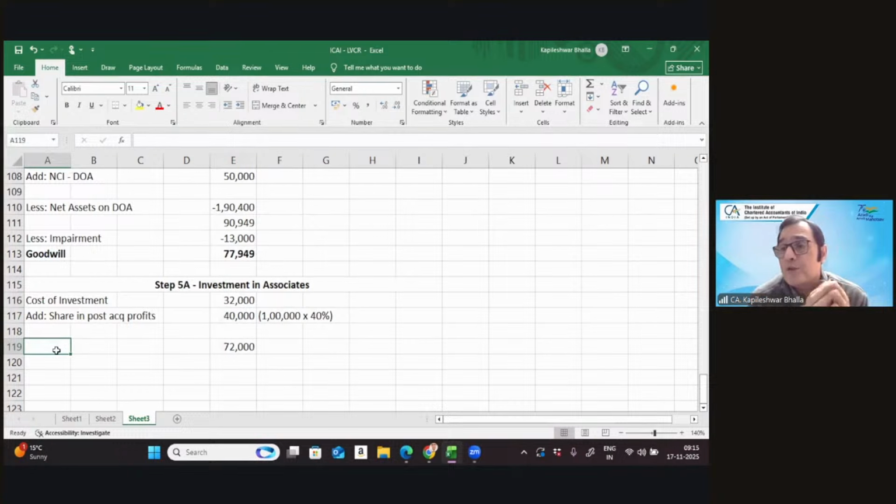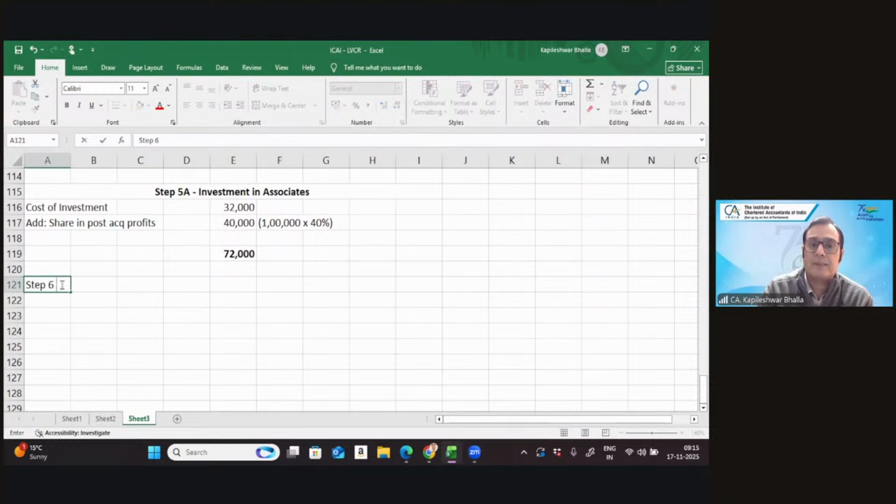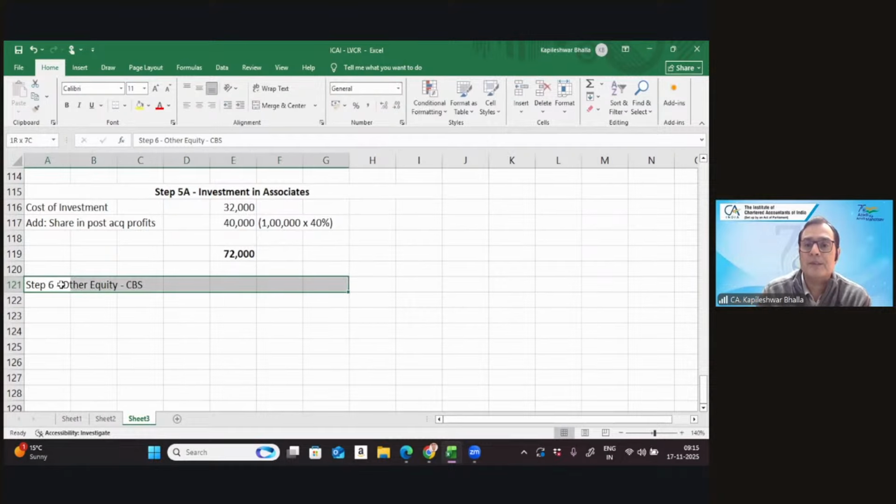The things could have become even more complicated had the acquisition in the associate been somewhere in between, not on the incorporation. Trust me, you'll have to repeat all the inputs, all the steps for both the subsidiary and associate. Two analyses, two goodwills, of course one NCI, but everything would have become two. Right, so this gives me step number 5A, and now we are ready to go to step number 6. Step number 6 is a very crucial step because we need the other equity in the consolidated balance sheet.